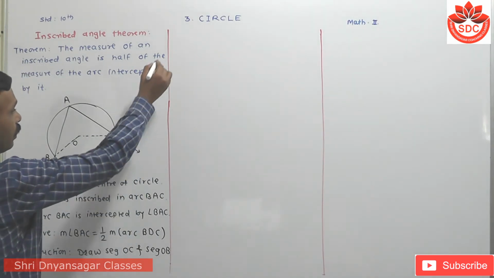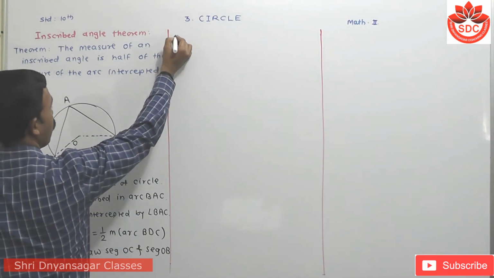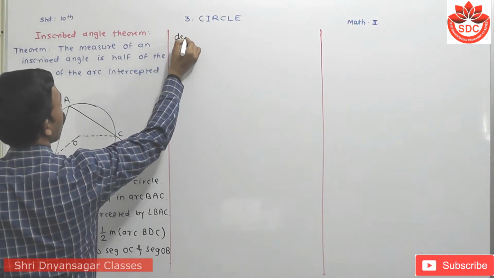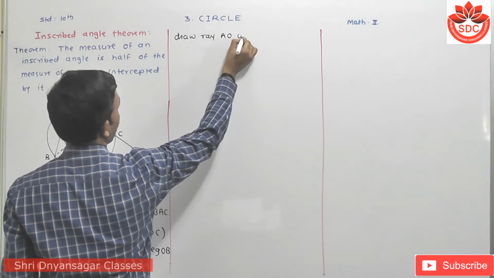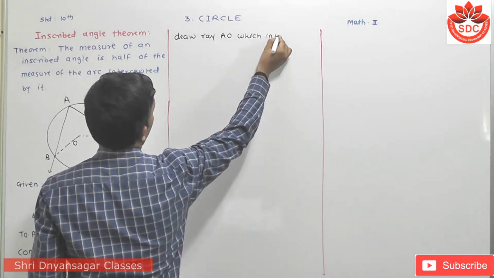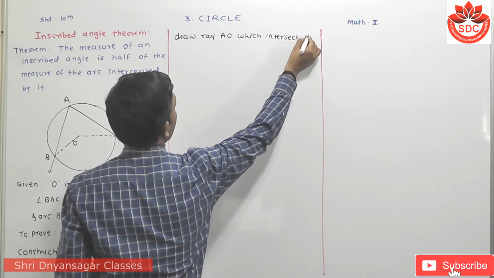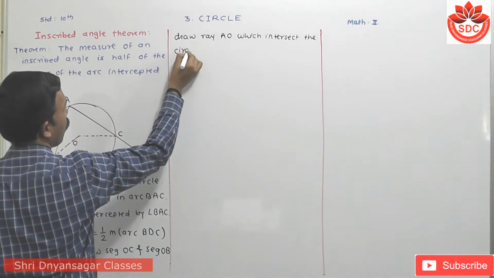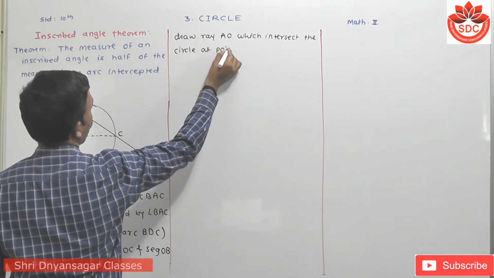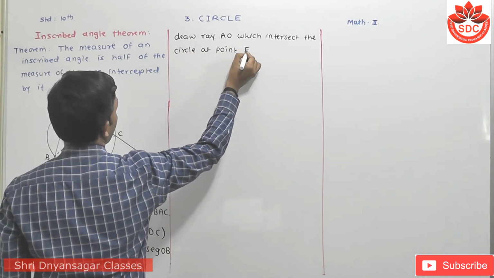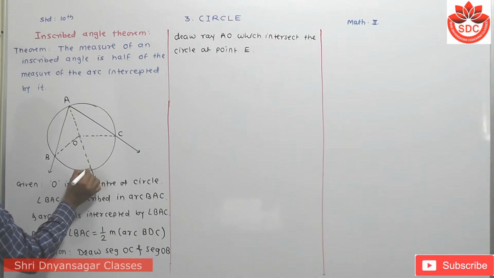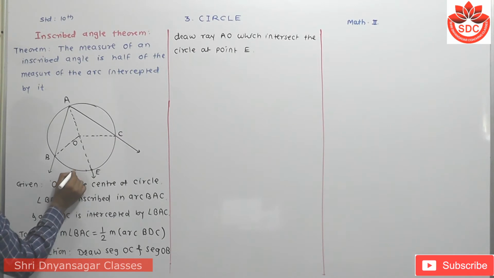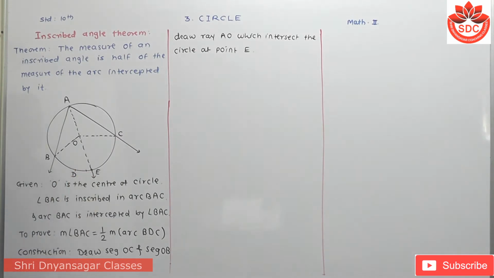And here I will also write: draw ray AO which intersects the circle at a point, suppose that this point is E. Means that I have to also draw here one ray which intersects the circle in point how much? E. So take the point here, and this is point E.